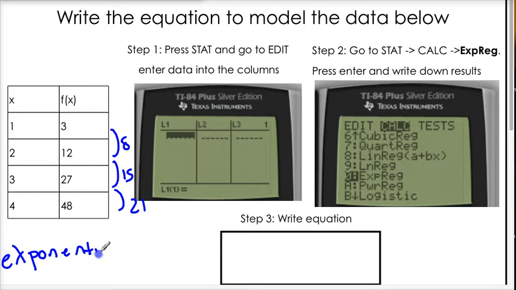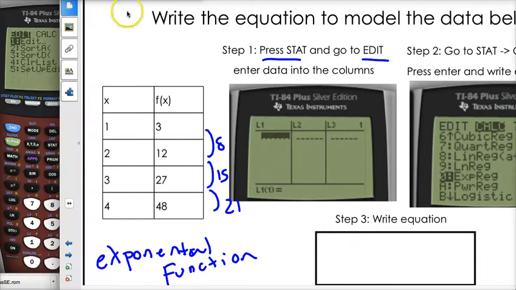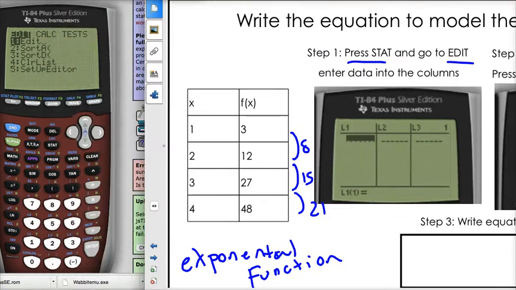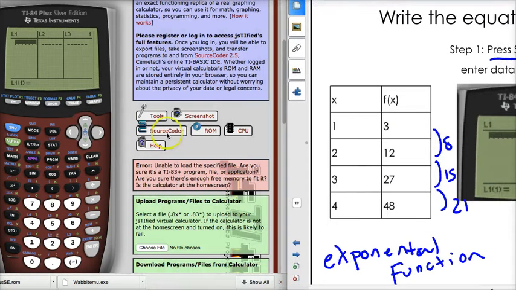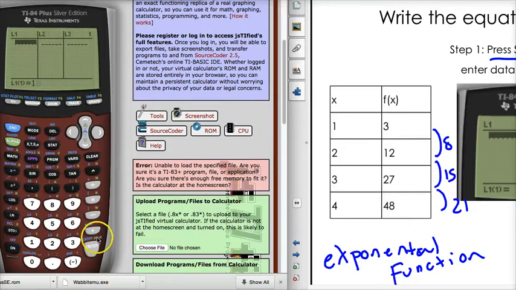Exponential function. Okay. Now to do this, it's pretty much the same thing. We're going to go once again to Stat and Edit, and we're going to enter in our data. All right, so let's do that together this time. Let's go. We're going to go stat, edit, and let's put our data in. Okay, we got 1, 2, 3, 4. All right, let's move over, and then we have 3, 12, 27, 48.